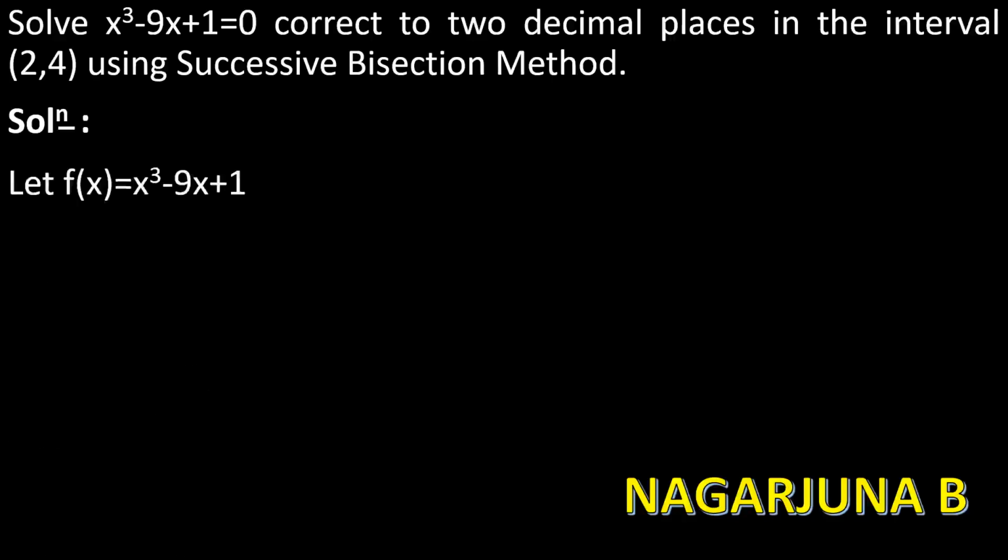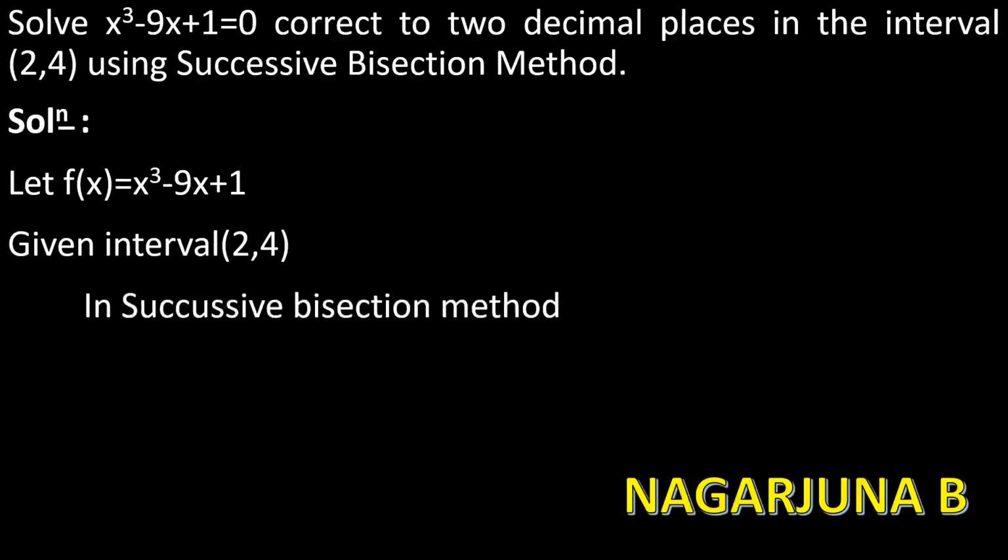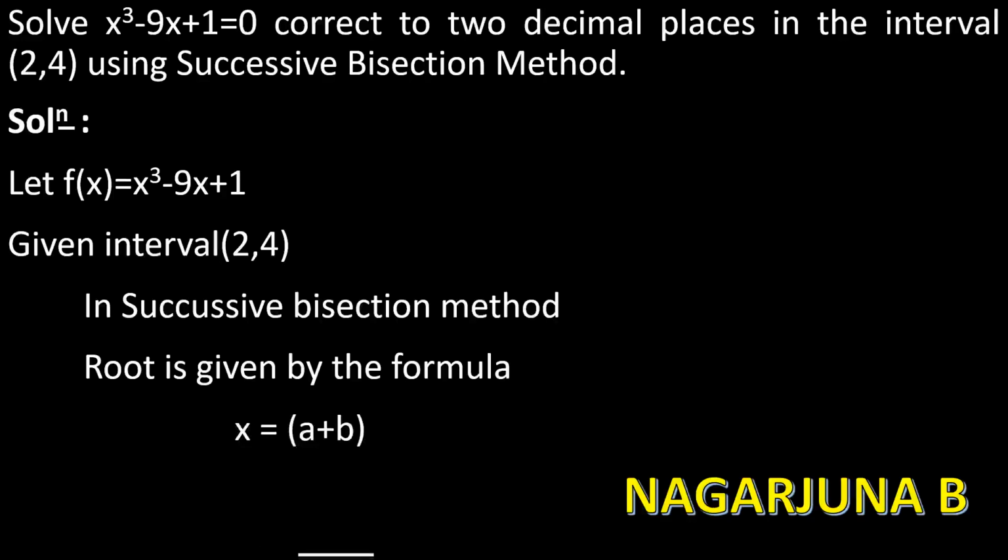And the solution for this particular problem is, first we need to consider the given equation as f of x. For that purpose I have written let f of x is equal to x cube minus 9x plus 1, and I have given the interval as 2, 4. In the successive bisection method, the formula to find the root is given by x is equal to a plus b divided by 2. A and b are nothing but the intervals which will be given in the question.